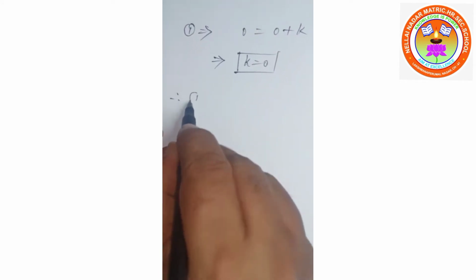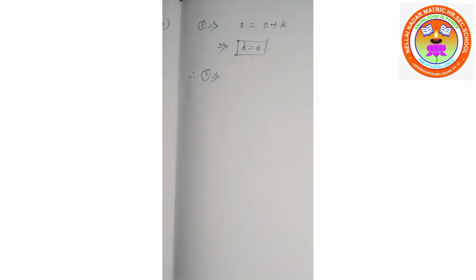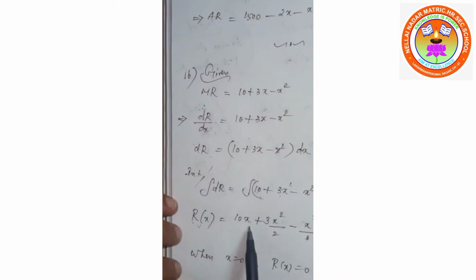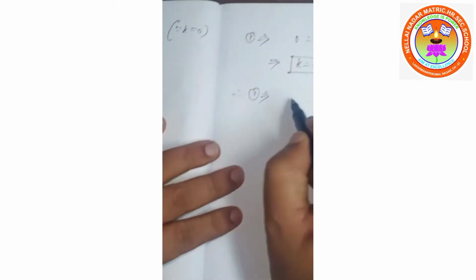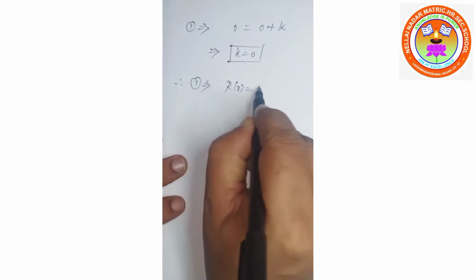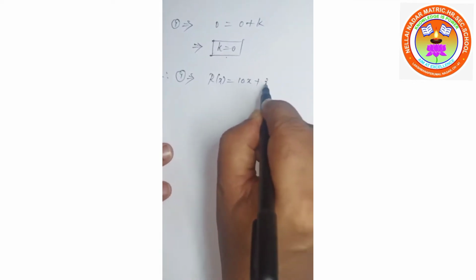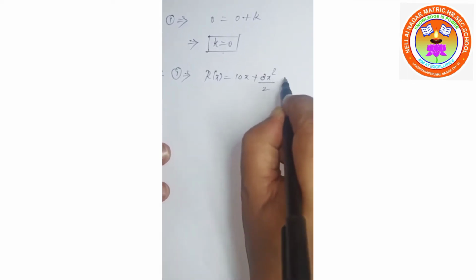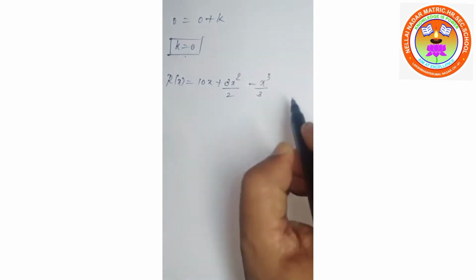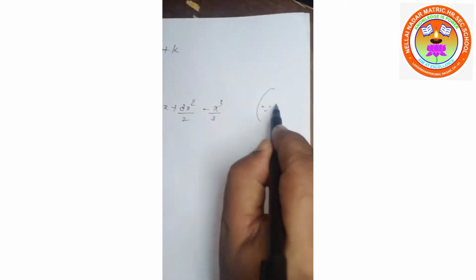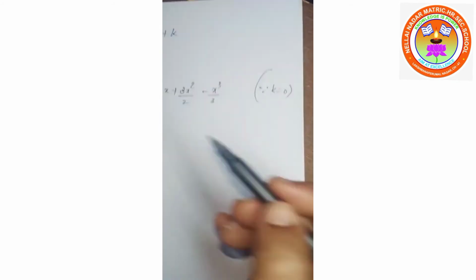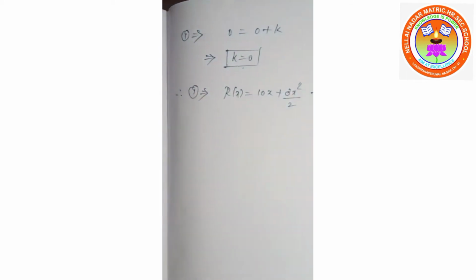Therefore, substitute the value of k in equation number 1. R of x equals 10x plus 3x squared by 2 minus x cube by 3 plus k. What is the value of k? k is equal to 0. So we got the revenue function. This is one answer.